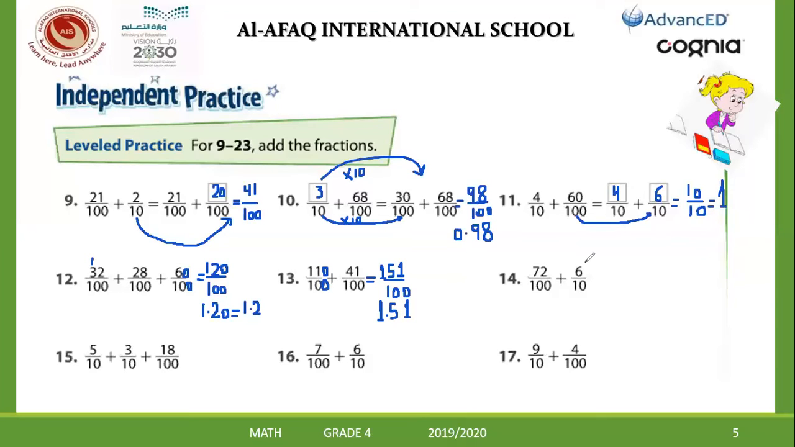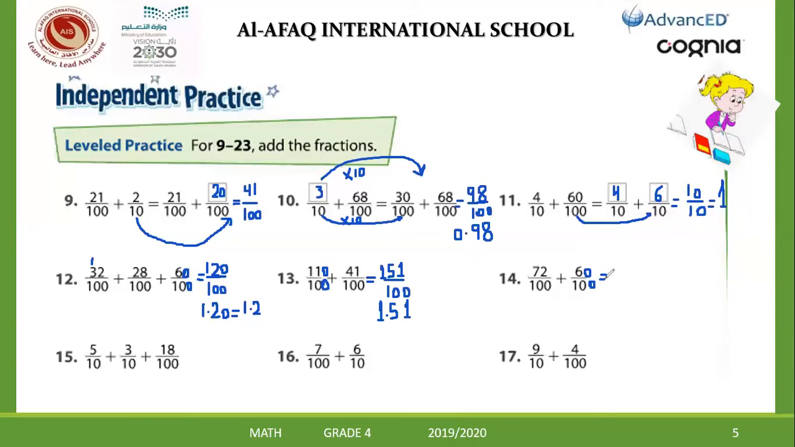Number 14. 72 over 100 plus 6 over 10. Yeah, great. We are going to change 6 over 10 as a fraction with denominator of 100 by multiplying its numerator and its denominator by 10. What about here 6? When you multiply it by 10 will be 60. What about here 10? When you multiply it by 10 will be 100.